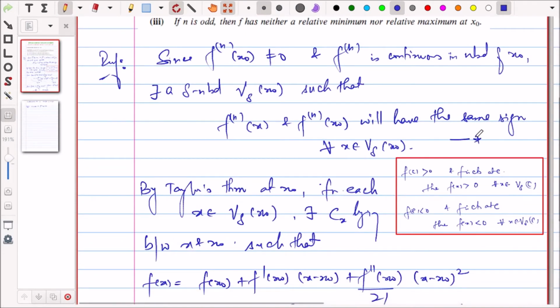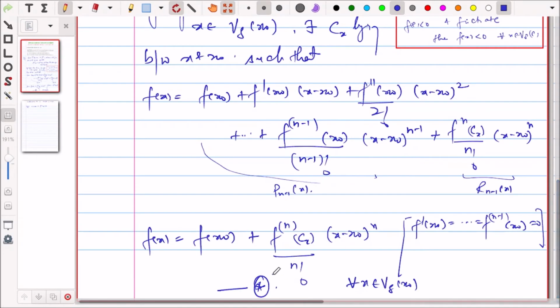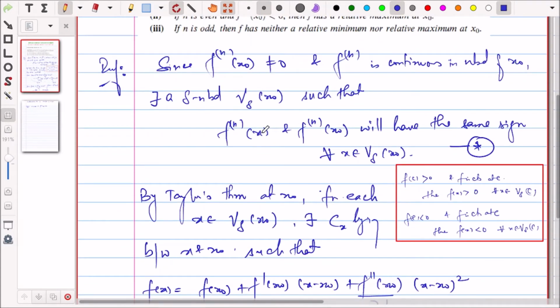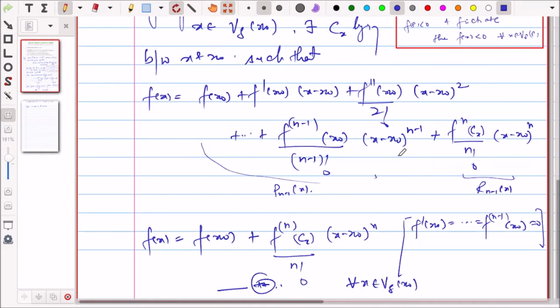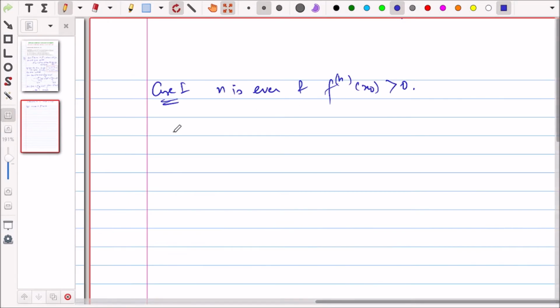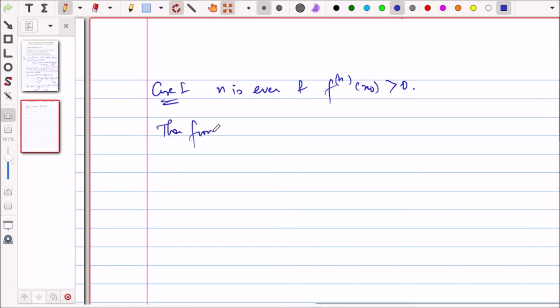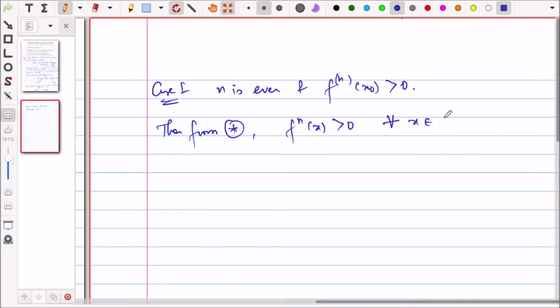Mark it as star and make this one double star. The lower one is your double star and the upper one is star. Star says that f^(n)(x) and f^(n)(x_0) will have the same sign over the interval V_delta of x_0, and this one is saying that f(x) will be equal to f(x_0) plus f^(n)(c_x) term, plus this. Now from star, f^(n)(x) is greater than 0 for all x belonging to V_delta of x_0.